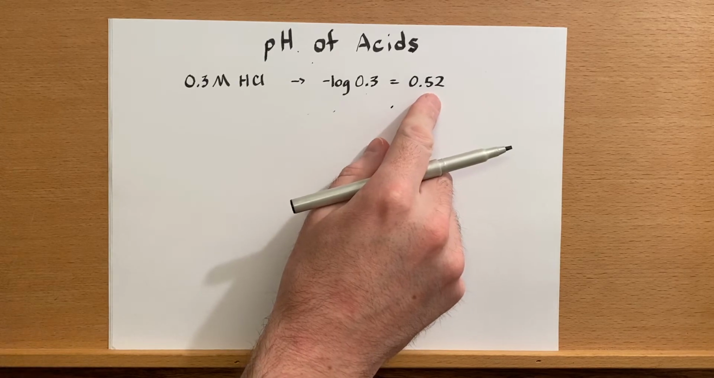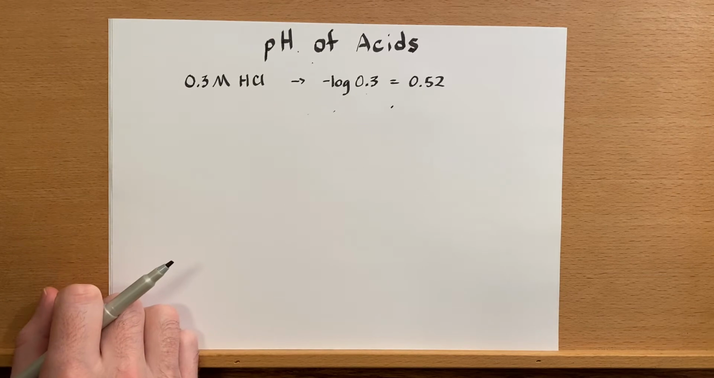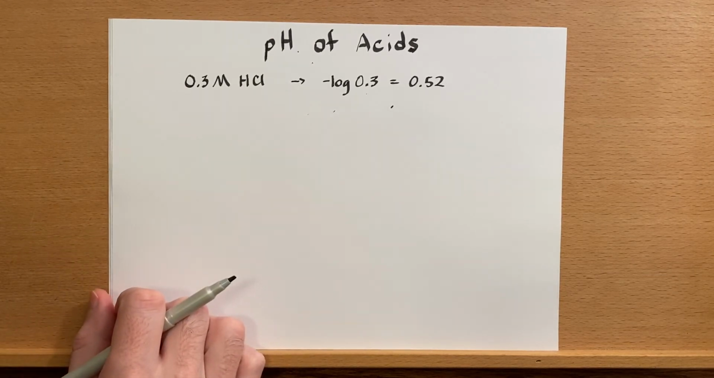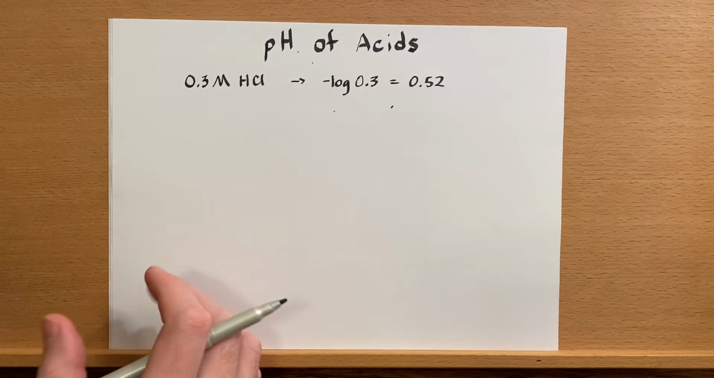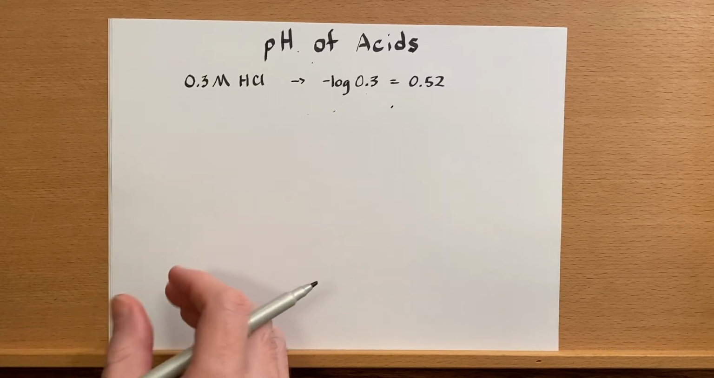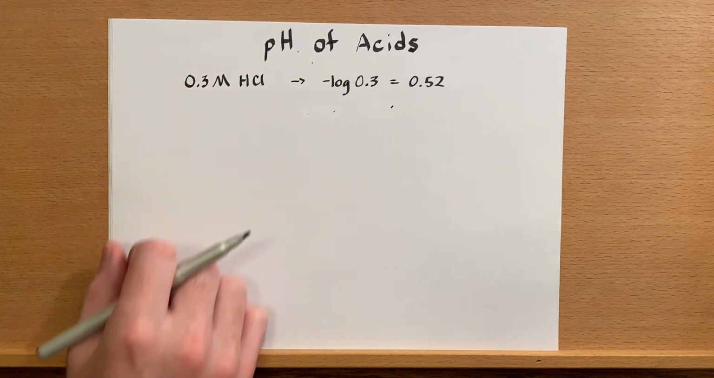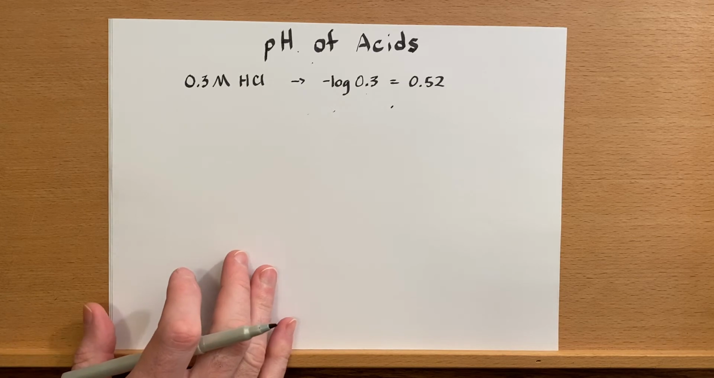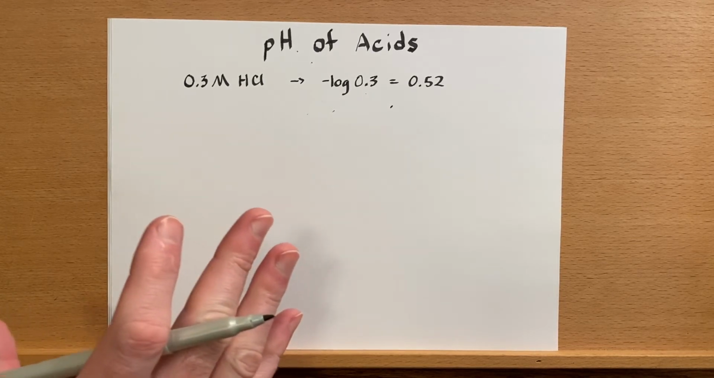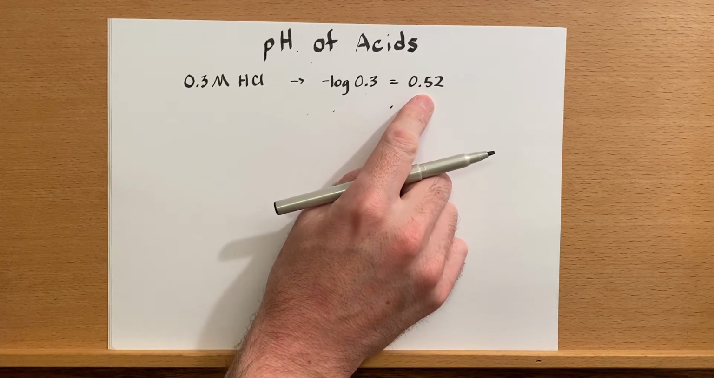That's a fairly low pH, but remember, this is a strong acid. Strong acids tend to have very low pHs. And it is also possible to have a negative pH if we have a strong enough acid. But in this case, it's a little bit on the lower concentration side. Even so, since it is a strong acid, they tend to have very low pHs.